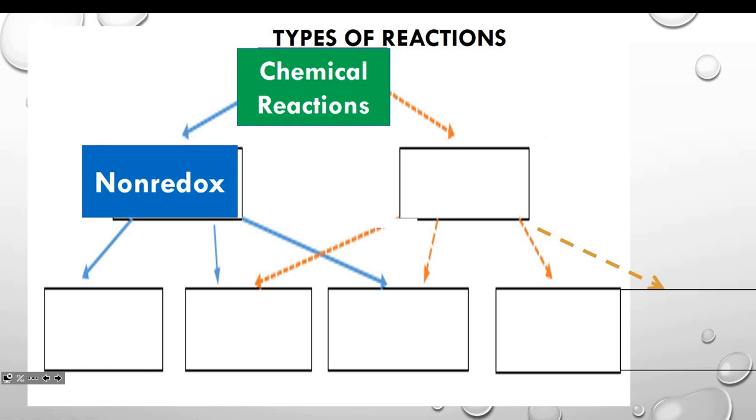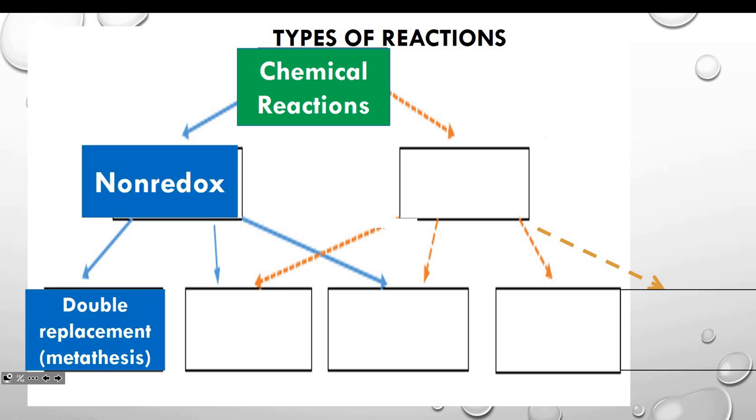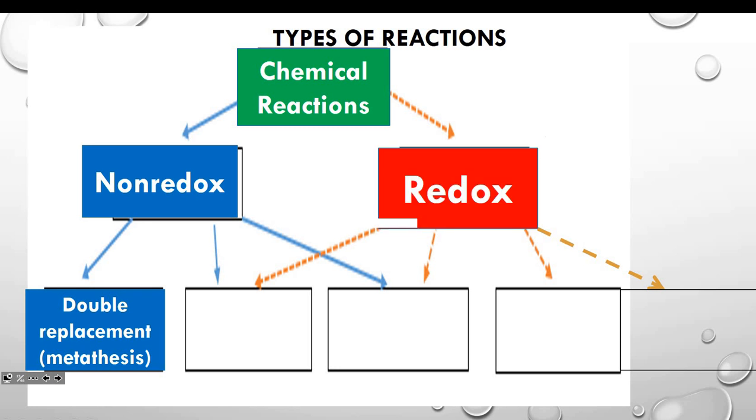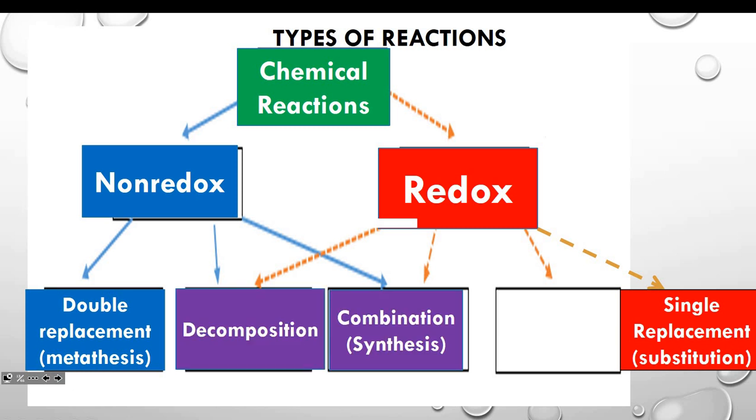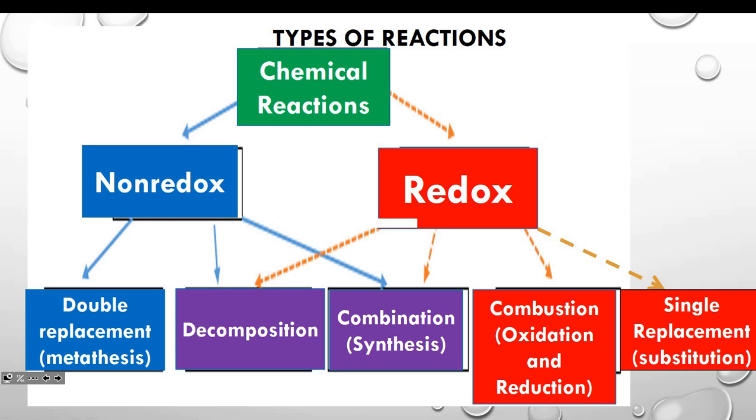So chemical reactions. We've got non-redox, that is double replacement, or called metathesis, and we've got redox, which would be a single replacement, a combination, a decomposition, or a combination oxidation reduction, or combustion, sorry. So there's a breakdown here on what's going on. We're going to go into each of these a little bit more, so don't freak out that you don't know what these are yet.